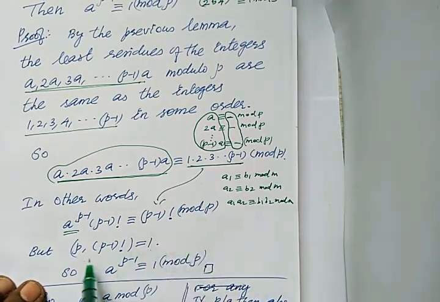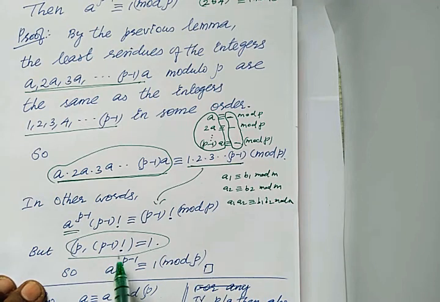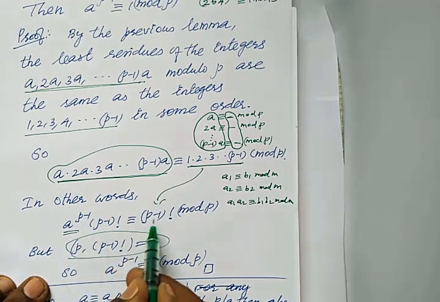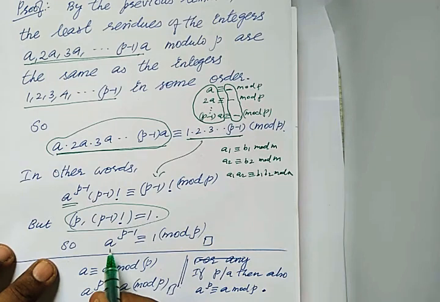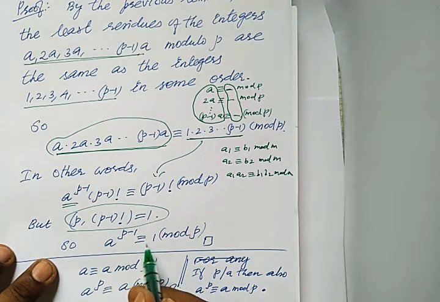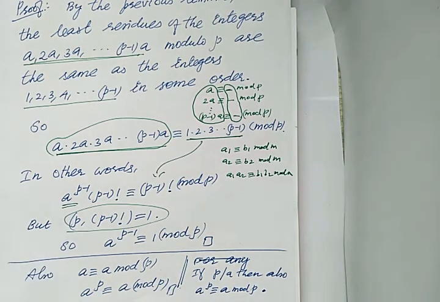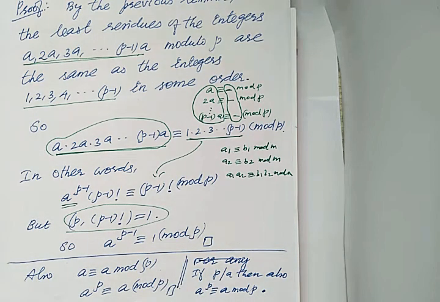But P and P minus 1 factorial are relatively prime. So we can remove this P minus 1 factorial and we get A to the power P minus 1 is congruent to 1 modulo P. We have got the result, right? This is called Fermat's little theorem.